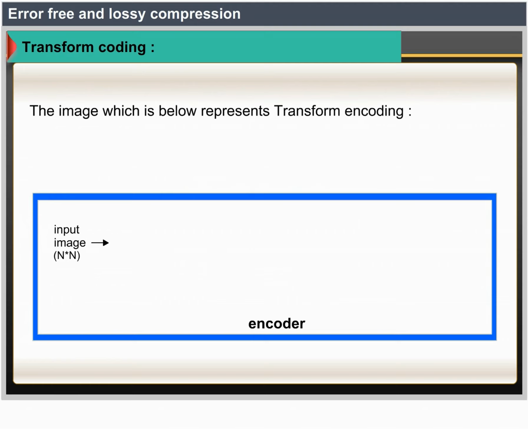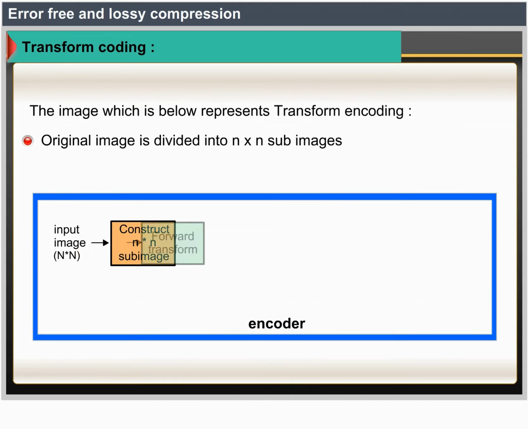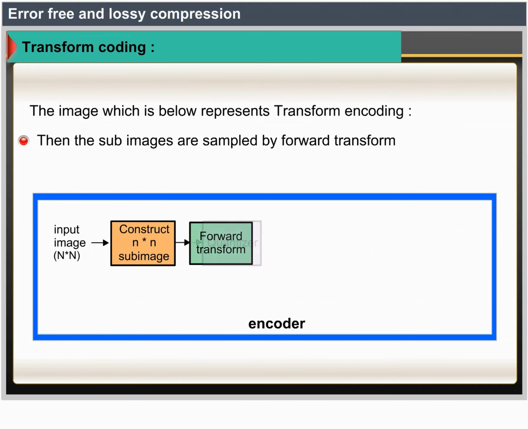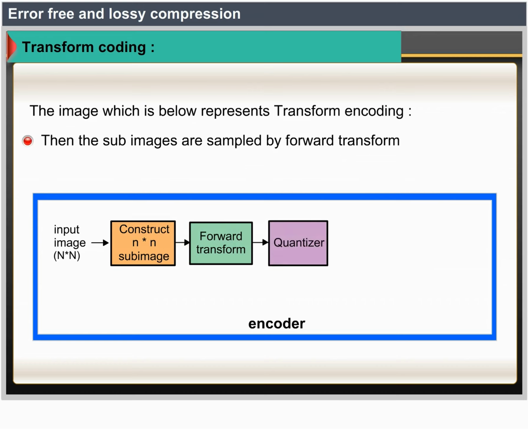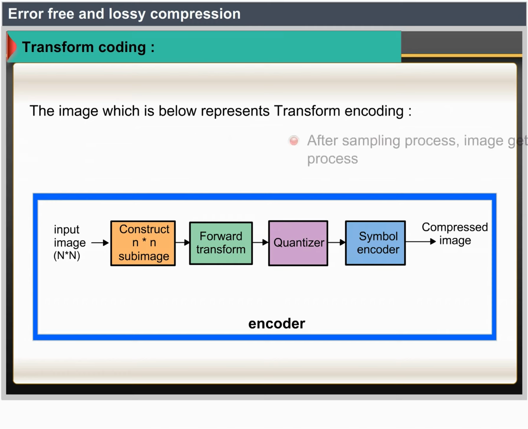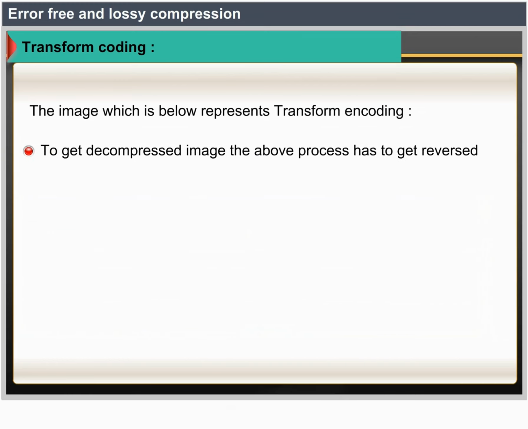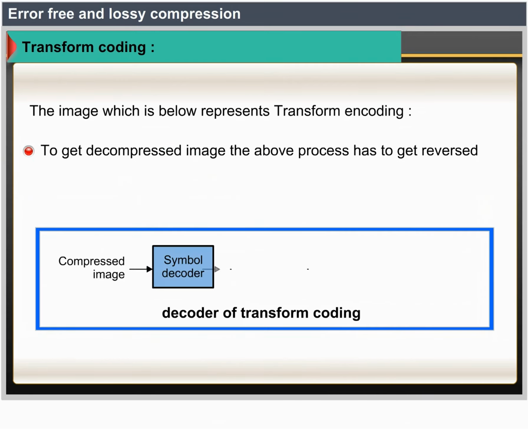Transform encoding is used to produce compressed images. The original image is divided into n by n sub-images. Then the sub-images are sampled by the forward transform. After the sampling process, the image will be digitized using the quantization process. Source coding is used to reduce redundancy in images. To get the decompressed image, the above process will be reversed, as is now seen.